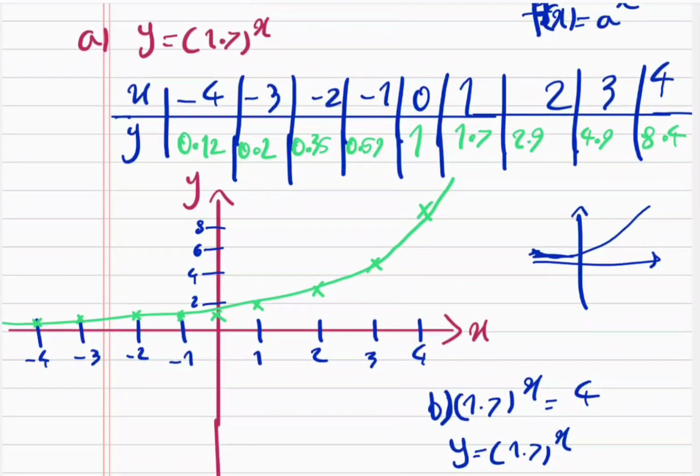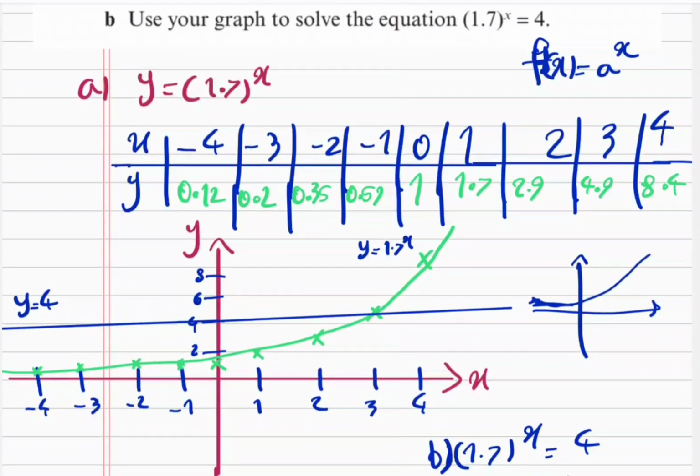It's just a horizontal line. Let's do this with blue. It's simply this line. This is the line y = 4, and this one is y = 1.7^x. All we need to do is look at the point of intersection. Here my graph isn't very accurate, because it looks like the answer is exactly 3, but actually my line isn't very accurate. So let's try again.